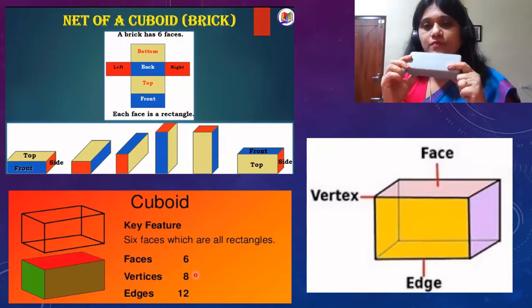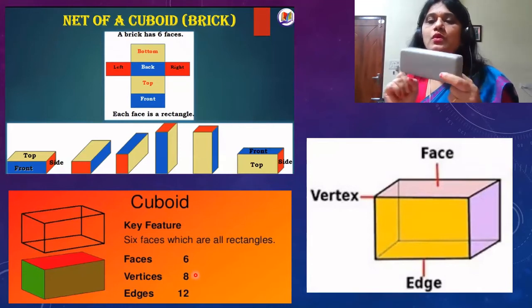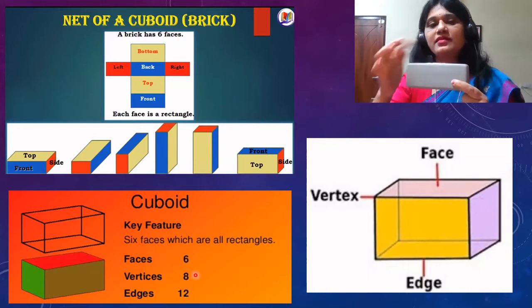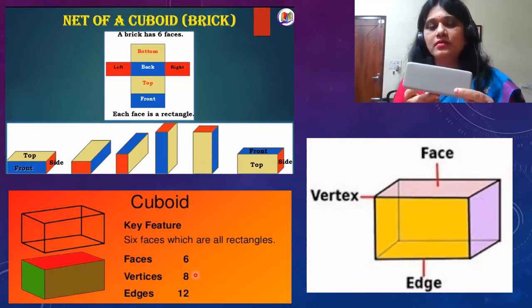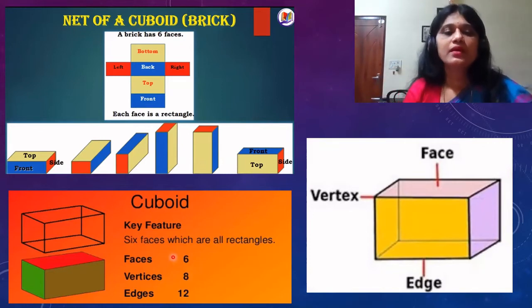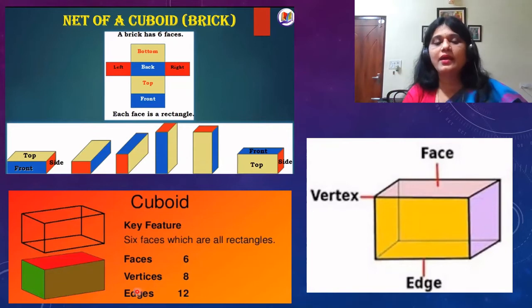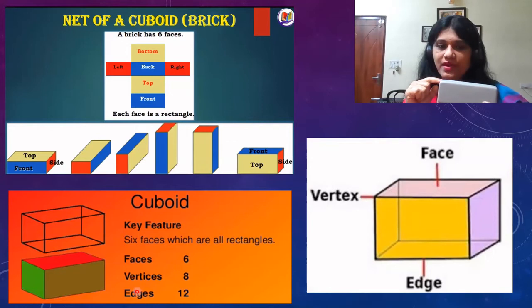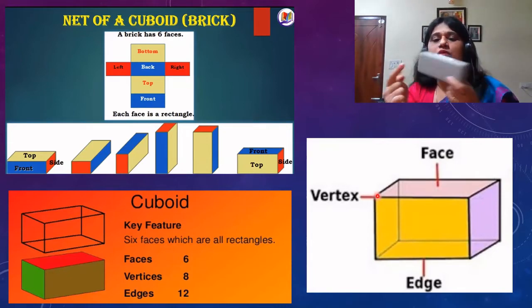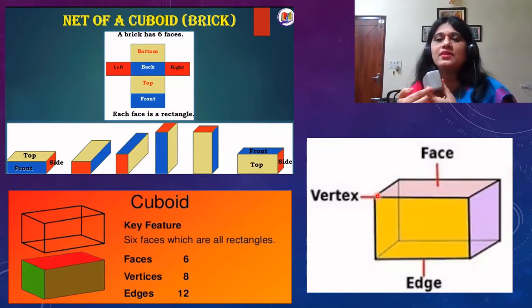I want to show with this object also. 1, 2, 3, 4, 5, and 6. Fine. These are the 2 faces, and these are the 2 faces, and these are the 2 faces, 6 faces. Then vertices. Actually, vertex means corner. So vertices are corners. Fine. So a brick has 8 vertices. This is the vertex in the picture also, you can see. So 1, 2, 3, 4, 5, 6, 7, 8.